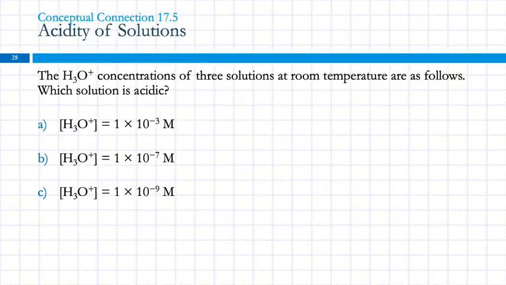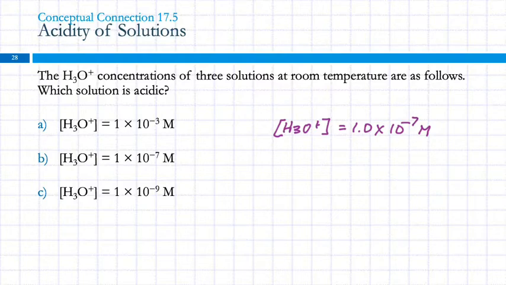So the hydronium ion concentrations of 3 solutions at room temperature are as follows. Which solution is acidic? So we don't need to do a calculation here. What is the hydronium ion concentration of pure water? 1 times 10 to the minus 7. And an acidic solution is going to have more acid, right? So we're looking for the one that has a hydronium ion concentration higher than 10 to the minus 7.